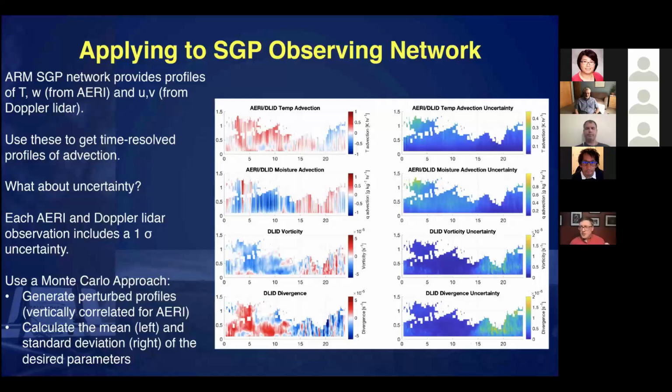Basically, we can generate perturbed profiles and run these calculations a bunch of times and calculate the mean and the standard deviation. And so we see that the uncertainty for the temperature advection and the moisture advection is larger in the overnight hours. The vorticity uncertainty and the divergence uncertainty is larger during the day, when we've got more turbulent motions in the boundary layer and the uncertainty of the Doppler lidar profiles is larger. Next slide, please.